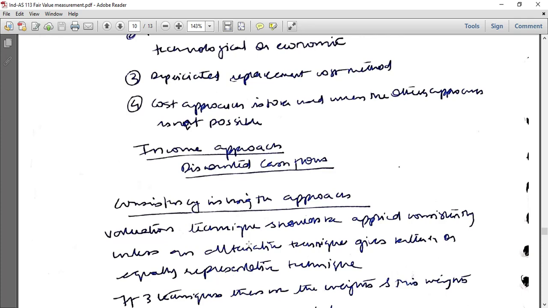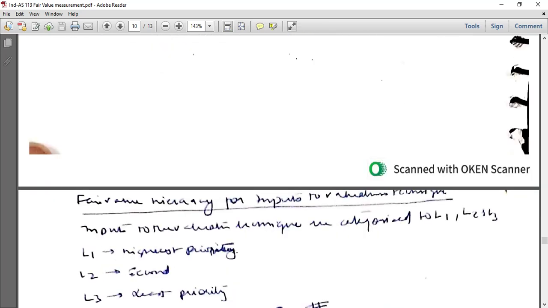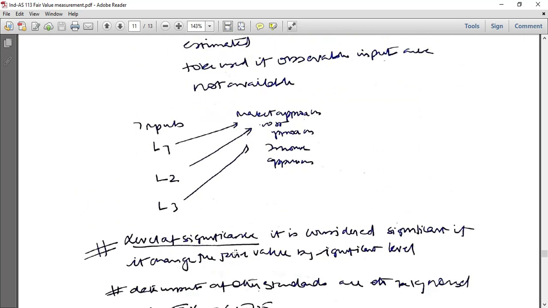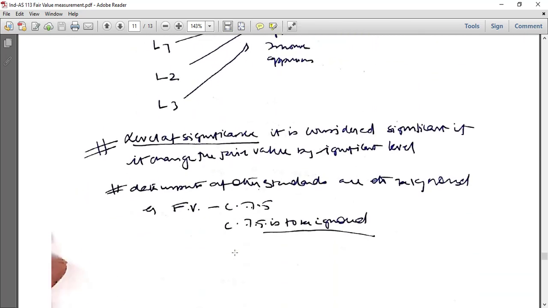Fair value hierarchy. Market approach is L1, cost approach is L2, and income approach is L3. MCI is the methodology used for L1, L2, and L3. Fair value, if the fair value less cost to sell is there, the cost to sell is to be ignored.